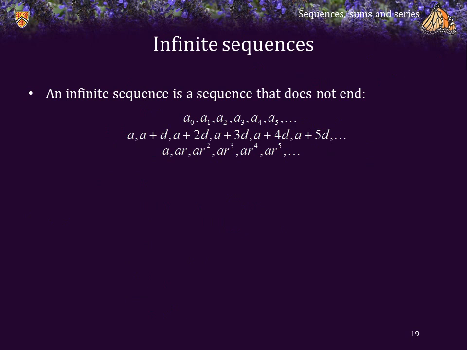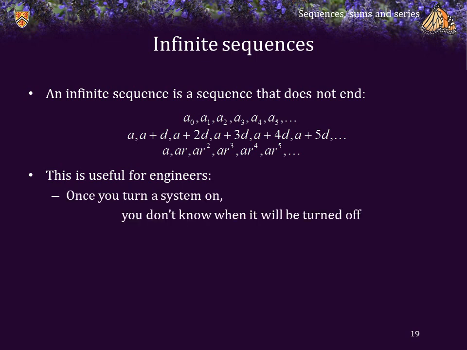Now, we've previously discussed finite sequences. Now we're going to discuss infinite sequences. The first is just an arbitrary infinite sequence which goes on and on forever. The second is an infinite arithmetic sequence, and the third is an infinite geometric sequence. These are actually very useful for engineers. Why? Because when you turn a system on and you have a sensor that is reading some value periodically, you usually never know a priori when that system may actually be turned off.